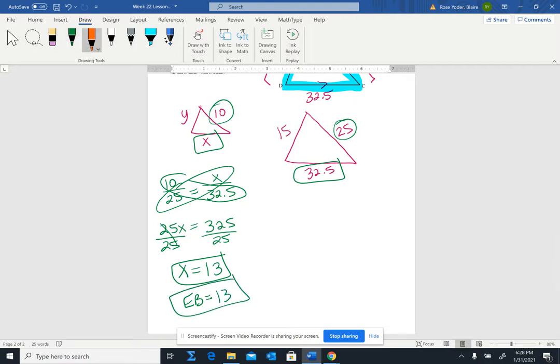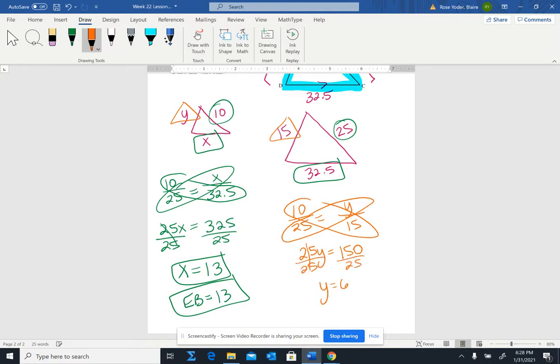And then let's do one more proportion to find Y. So I'm going to use the 10 and the 25 again. And then another reason why this problem is easier is there's no distributing to have to do. I just go Y and 15. And I just do a quick 25Y equals 10 times 15, which is 150. You divide and you get Y is 6. And that was AE.